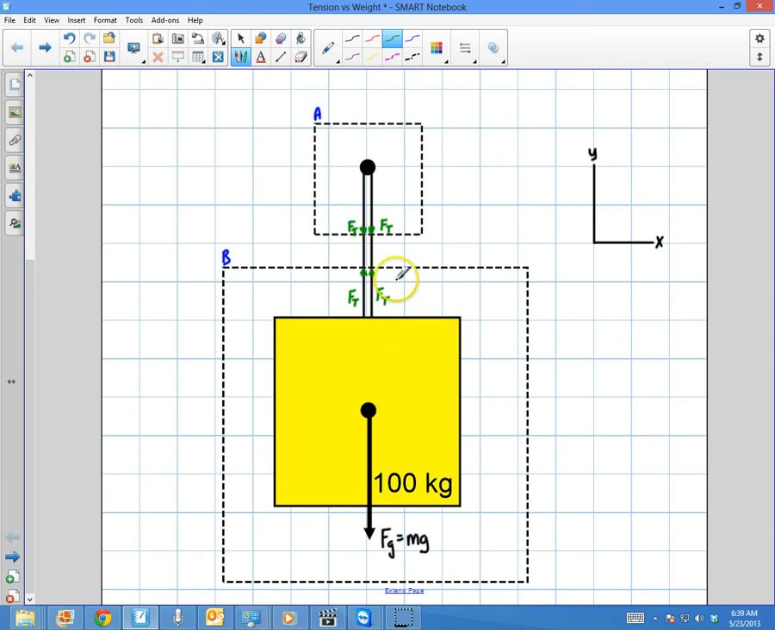Once I cut that rope, assuming this rope has no mass, that's another caveat here. The rope has no mass.